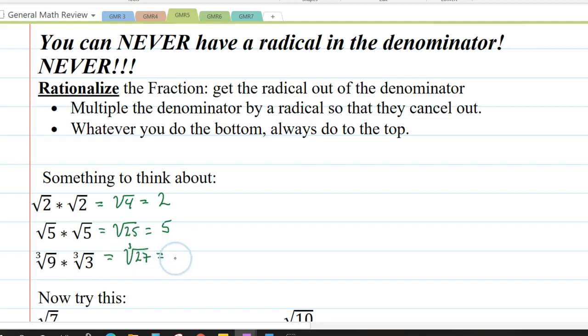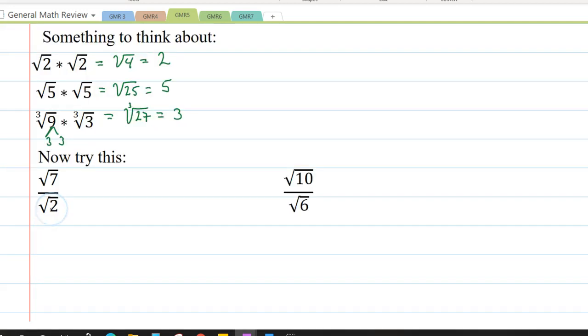Now, we've done 27 a few times, so we know that the cubed root of 27 is 3. Well, how did I figure that one out? 9 has 2 3's. So in order to get the 3 to come out of that house, I needed 3 3's because it told me a cubed root.